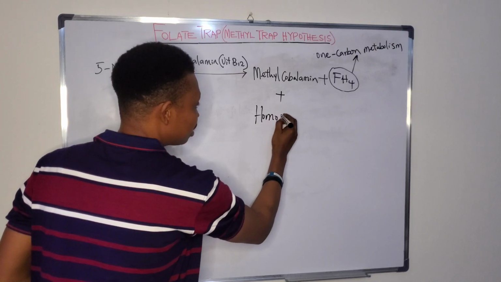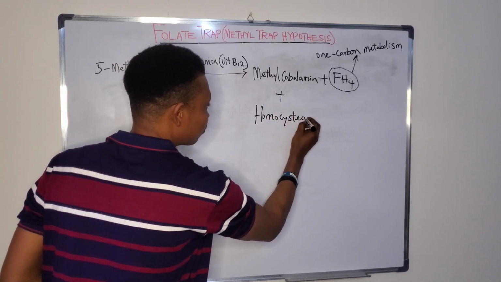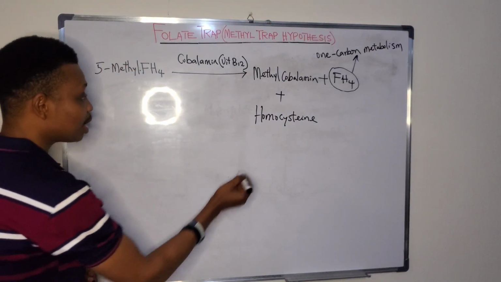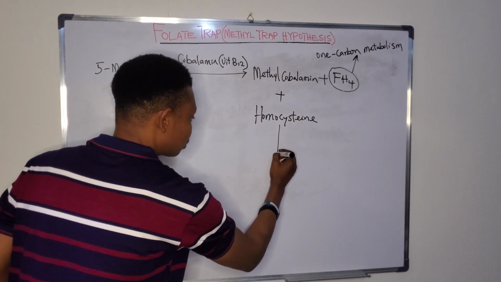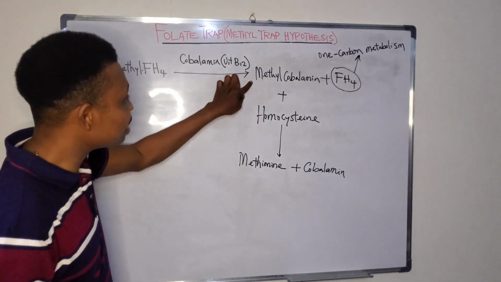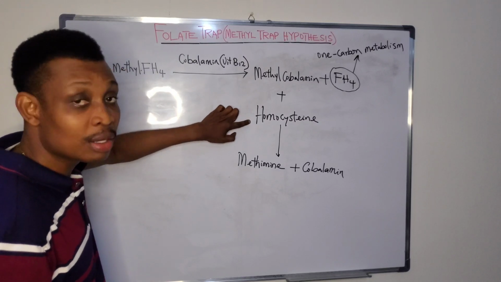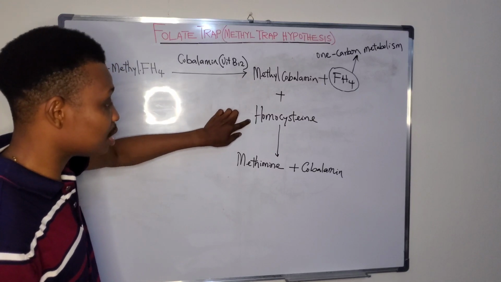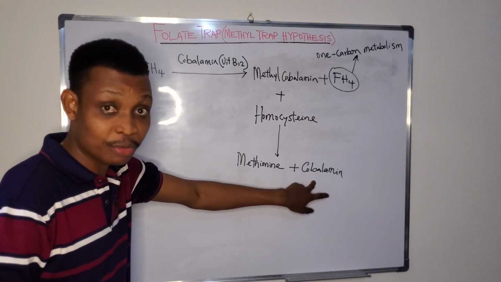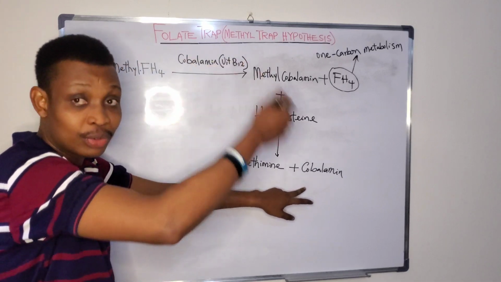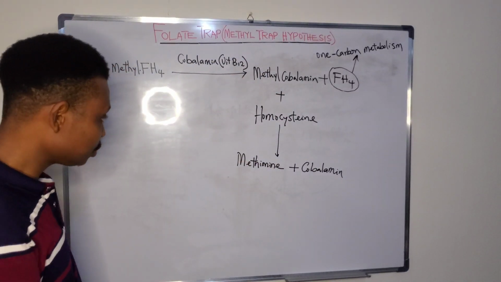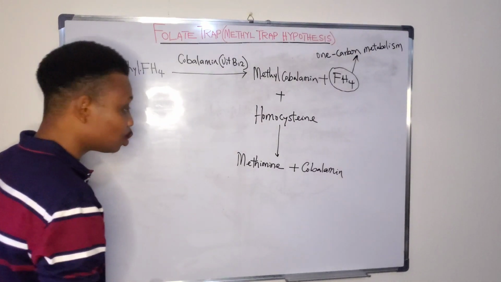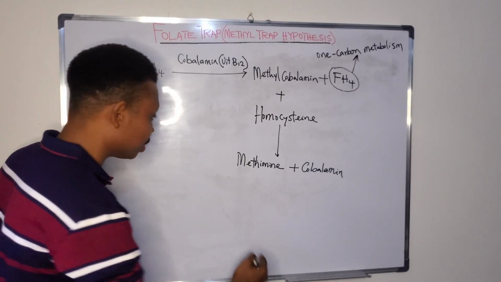Now methylcobalamin will combine with homocysteine in the body, and the combination of methylcobalamin and homocysteine will give rise to methionine and cobalamin. So you see, methyl will be attached to homocysteine to form methionine, and then cobalamin will be freed back into the circulation to continue the process from here.